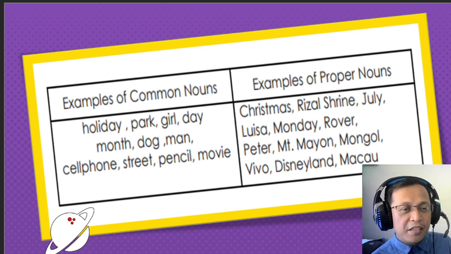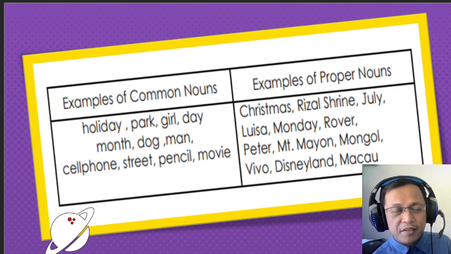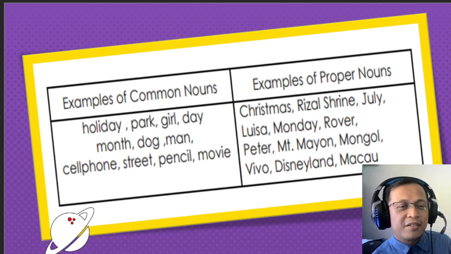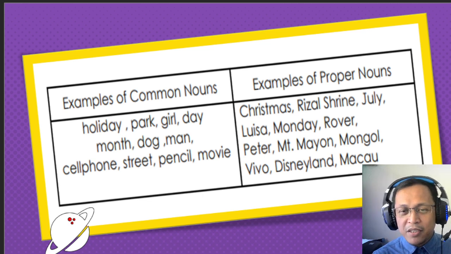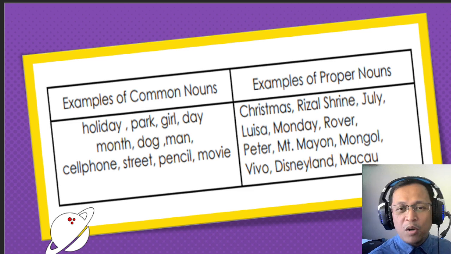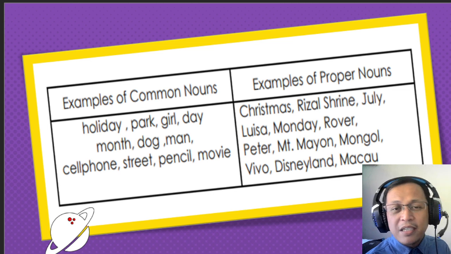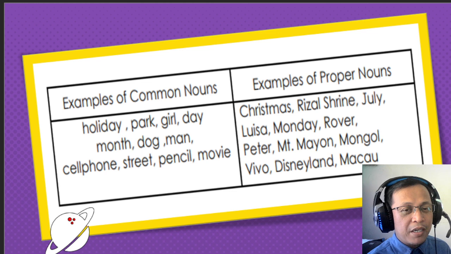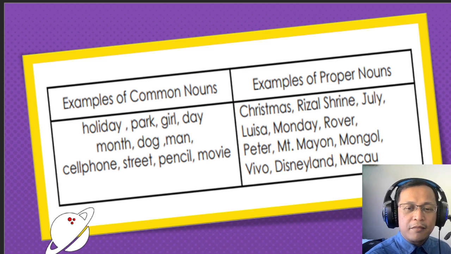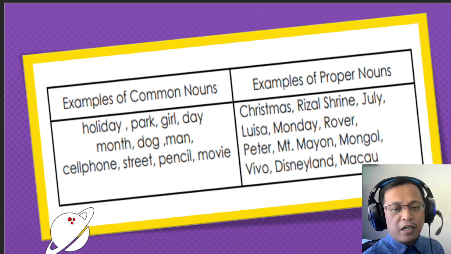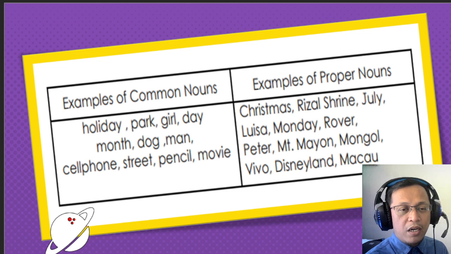Again, holiday is a common noun because we are not yet sure of which holiday we are talking about. Now, we use Christmas as a proper noun because we are sure of the holiday that we are talking about. Now, for the park, we have different parks in the Philippines. We have the Luneta Park, the Bonifacio Park, the local community park. But when we say Rizal Shrine, it is a very specific park. It is a historic park in Laguna. And there, we are sure of which park we are talking about, unlike park as a common noun, where we are not sure which park we are talking about.